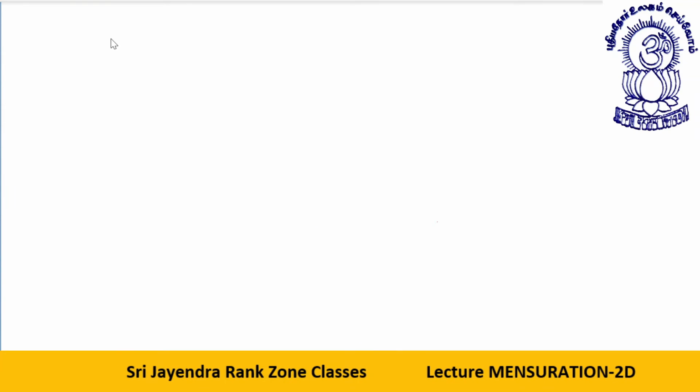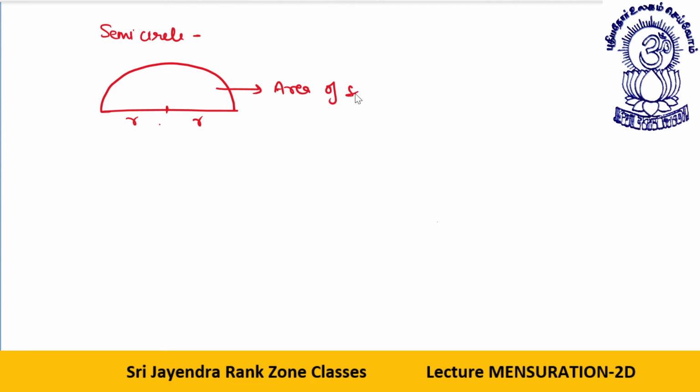Students, now let's talk about a semicircle. Suppose this is the center and this is the radius r. If I join this, this becomes a semicircle. The area of a semicircle is what?